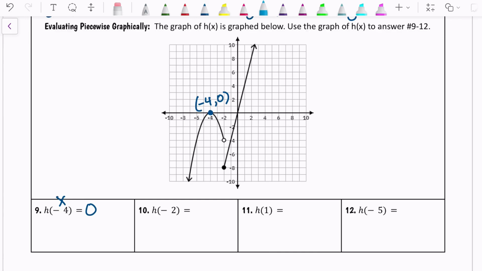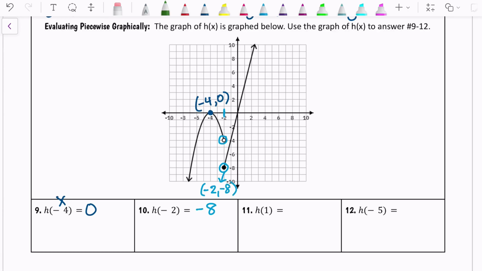For number 10, I'm going where x is -2. That's right here. Look for the graph. I have 2 spots at -2. You're going to want to use the closed circle because the open circle is not included. So the closed circle, the y value is -8, because this point right here is (-2, -8). So the y value is -8.